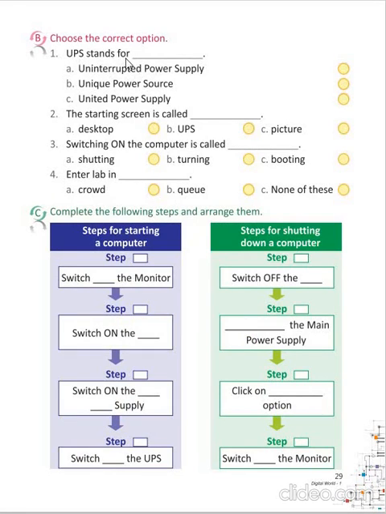Now choose the correct option. UPS stands for uninterrupted power supply. The starting screen is called desktop. Switching on the computer is called booting. Enter lab in queue.